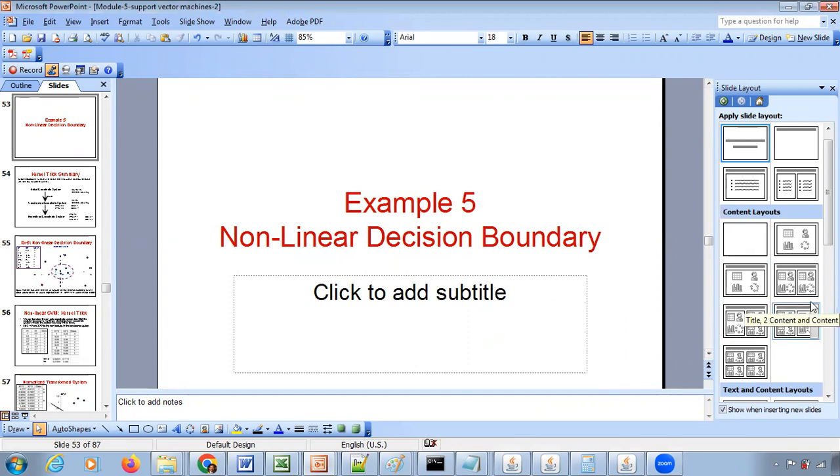Okay, welcome to this third part of this video on support vector machines. So today we are going to look at a couple more examples, primarily targeting something that is either a nonlinear decision boundary or multi-class classification.